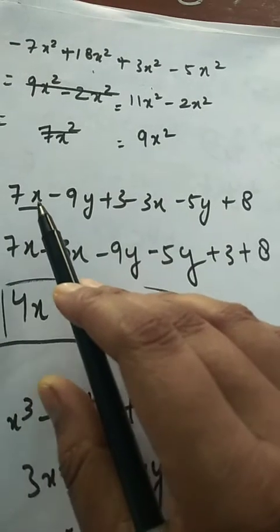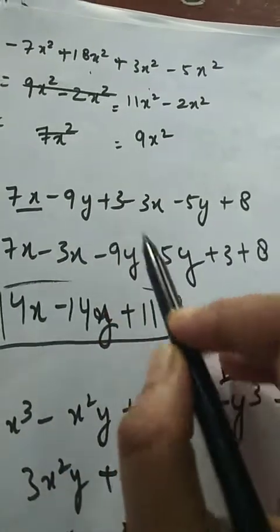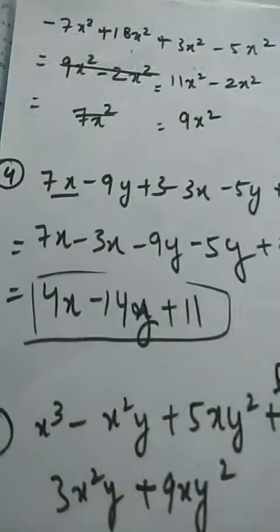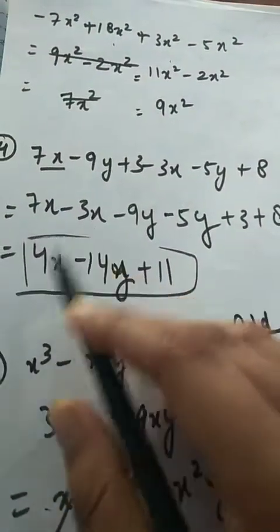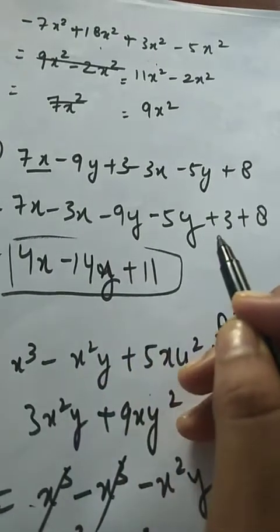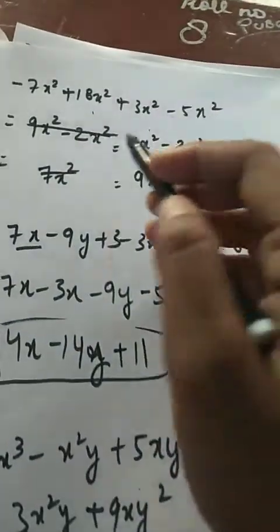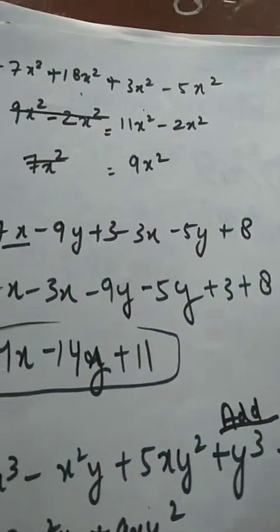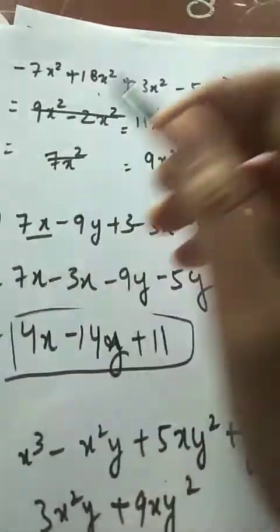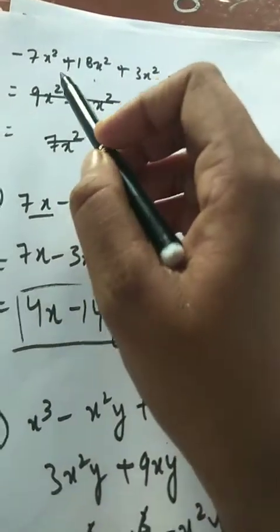So we have collected the x together, we have collected y together, and we have collected constants together, and then further we will solve it. This will be 4x, 14y and plus 11. Similarly here you can see all the terms are like terms. So we can do two things here.